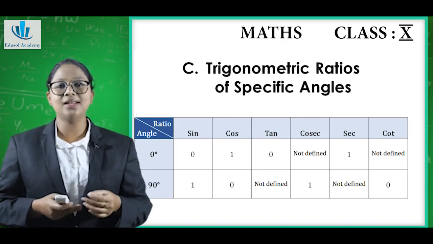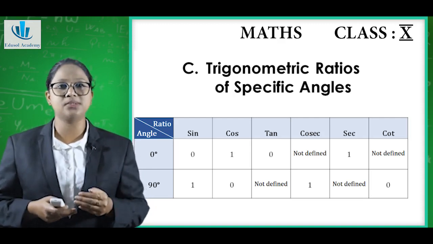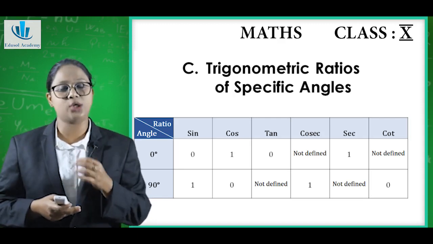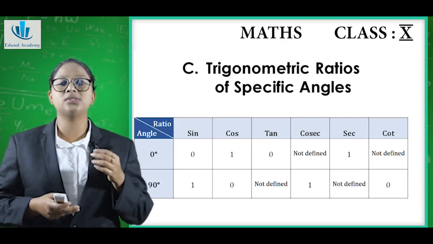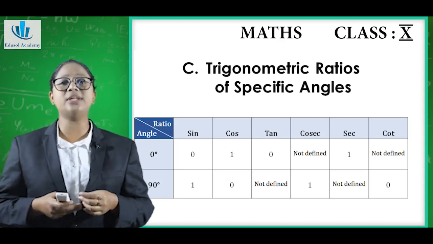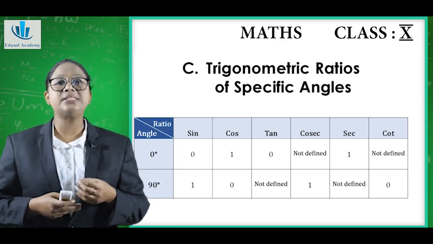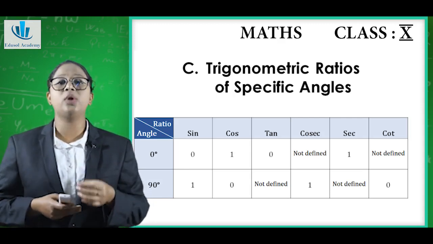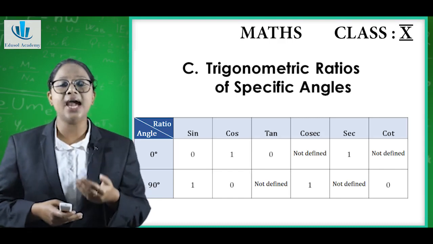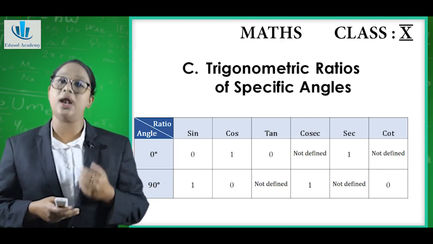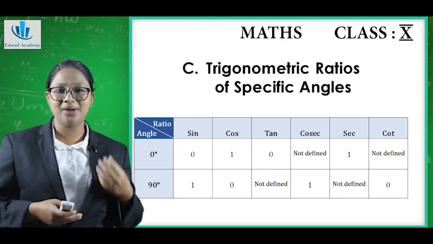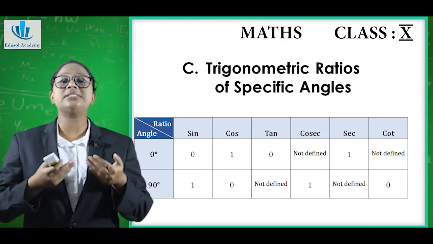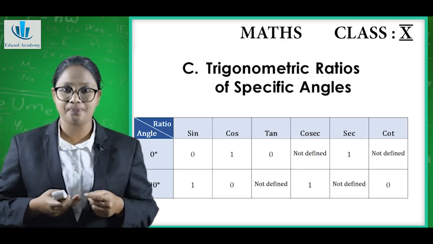So let's begin. Now there are 6 columns that represent each ratio: sine, cos, tan, cosec, sec and cot. Now there are 2 rows, 0 and 90. Now let's begin with sine. You can see sine 0 is 0. Sine of 0 degree is equal to 0. And sine of 90 degree is 1. You may have a look at the screen. Sine of 0 degree is 0 and sine of 90 degree is 1.